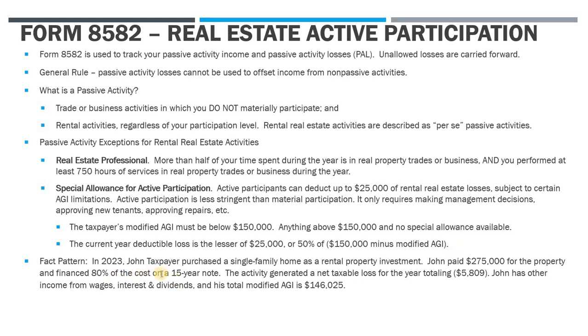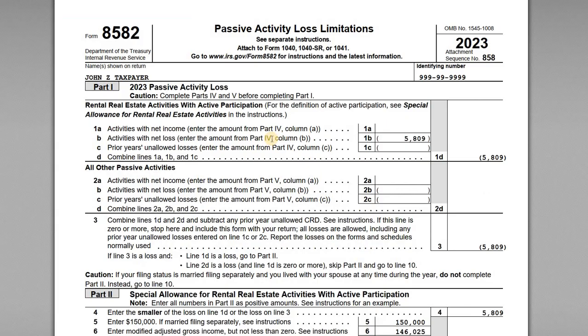So let's look at the fact pattern here. We have John, the taxpayer, who bought a single family home as a rental property. He paid $275,000 and financed 80% of the cost on a 15-year note. The activity generated a net taxable loss for the year of $5,809. Now, John has other income from wages, interest, and dividends, and so his total modified AGI is $146,025. John's modified AGI is below this $150,000, but he's going to have to calculate some of the limitations.